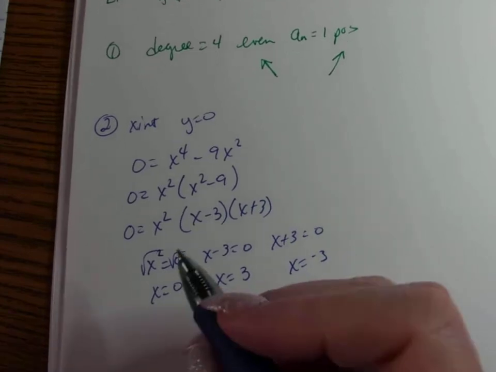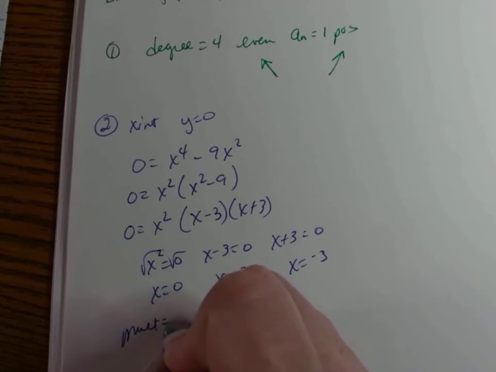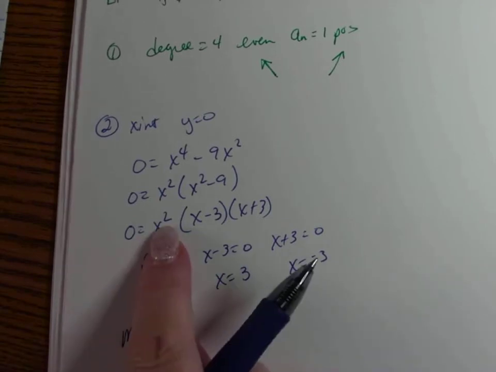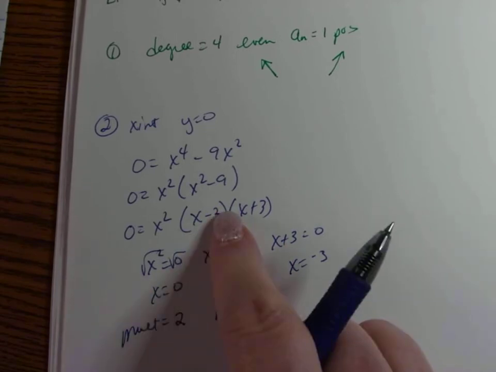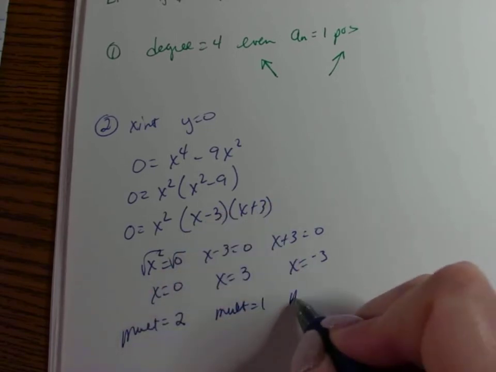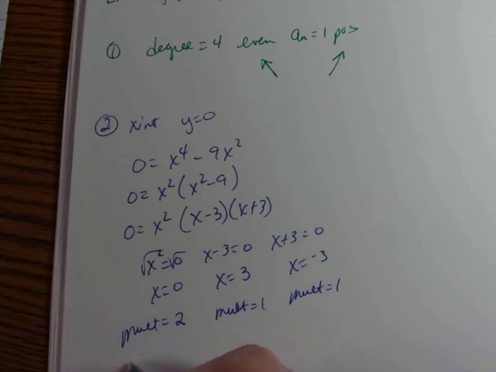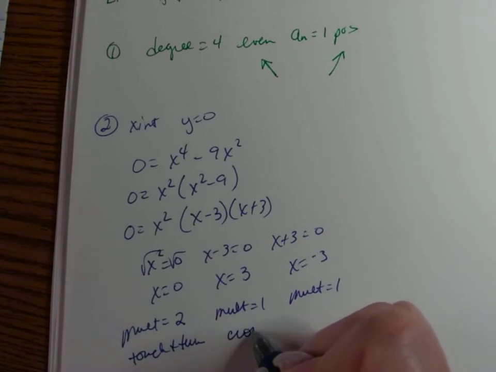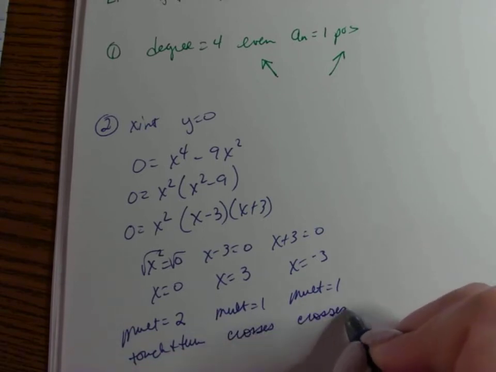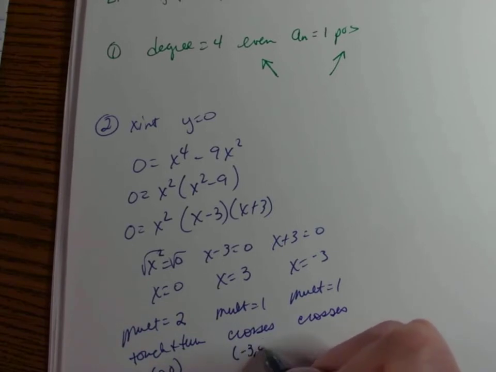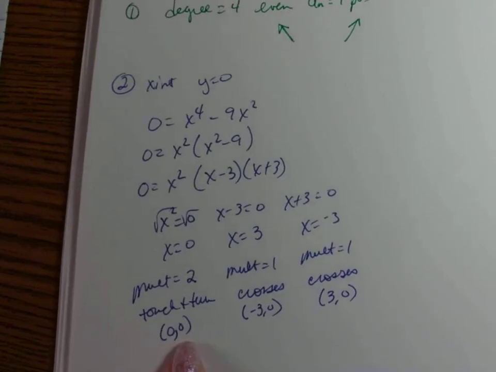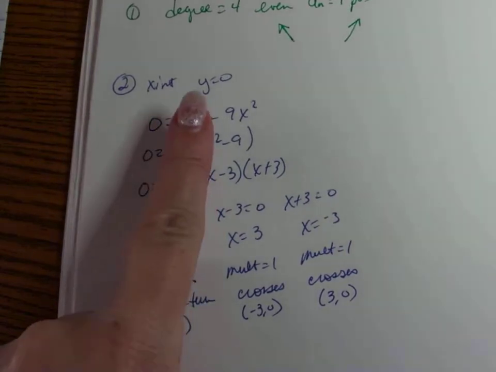Now we've got to look at the multiplicity. The multiplicity on this was a 2. The multiplicity on this one is a 1, and so is the next one. So this will touch and turn. This one crosses, and this one crosses. So (0, 0), (-3, 0), and (3, 0). Because they are x-intercepts, the y part will be equal to 0, which is what we stated.